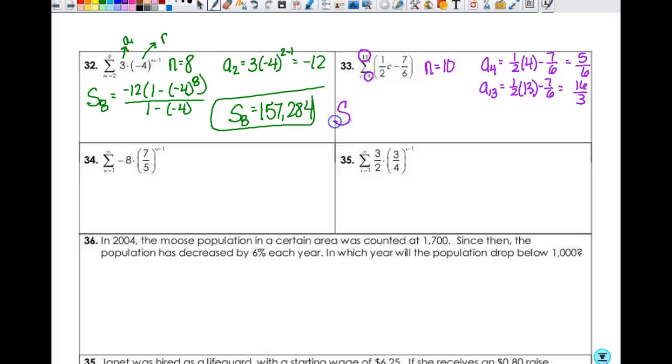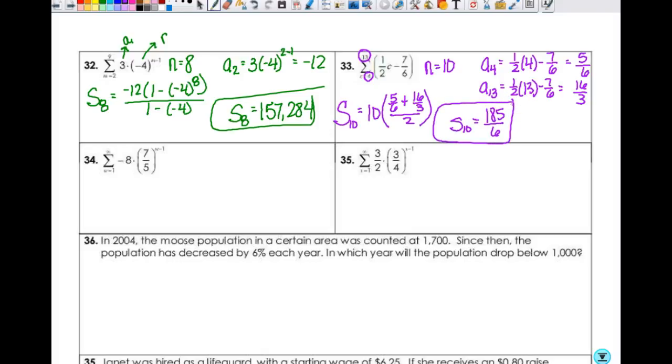So the sum of those 10 terms is equal to n, which is 10, times the first term, which is 5/6, plus the last term, which is 16/3, over 2. So the sum of those 10 terms is 185 over 6.